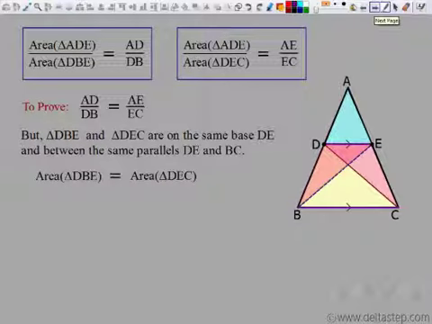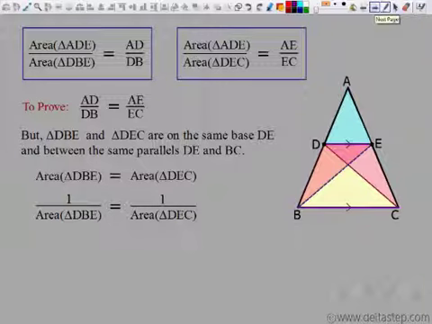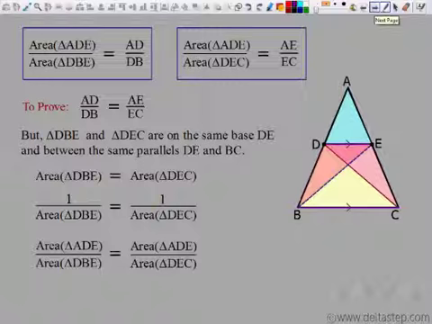Why is area the same? Because area is half into base into height. Base is the same for two, height is the same for two, so area has to be the same. Now if I have area of these two triangles the same, I can say that 1 upon area of these two triangles would also be the same. If I reciprocate this, what do I get? 1 upon this is equal to 1 upon this. This is also true. Now I can multiply it by ADE, because that is what I want: ADE by DBE, and ADE by DEC. If I multiply both sides by triangle ADE, then again the equality holds.